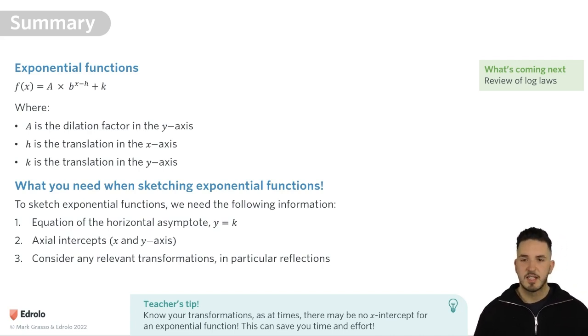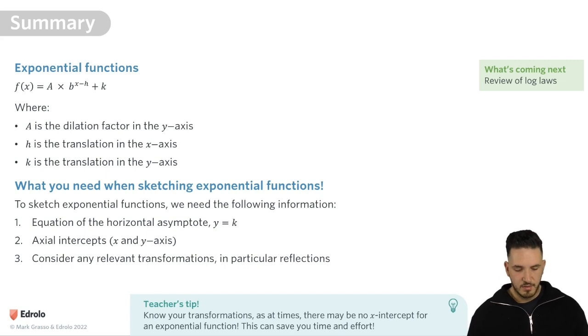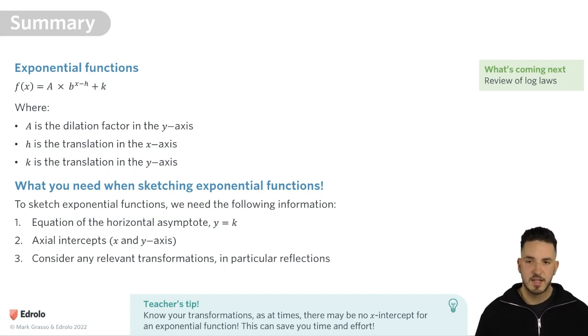So what do you need when you're sketching exponential functions? Well, you need to know the equation of the horizontal asymptote, and you have to make sure that you label that. You need the actual axial intercepts, so the x and y intercepts. And finally, consider any relevant transformations, because when you consider these transformations, it helps you visualize where your graph is and what intercepts you need and what values they will have before you even start to solve.